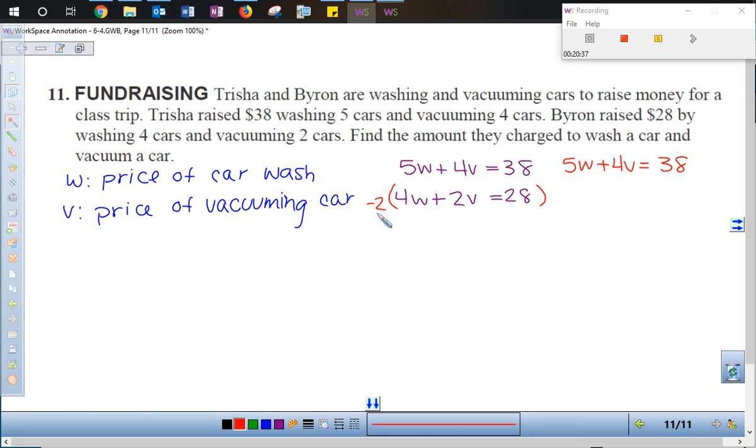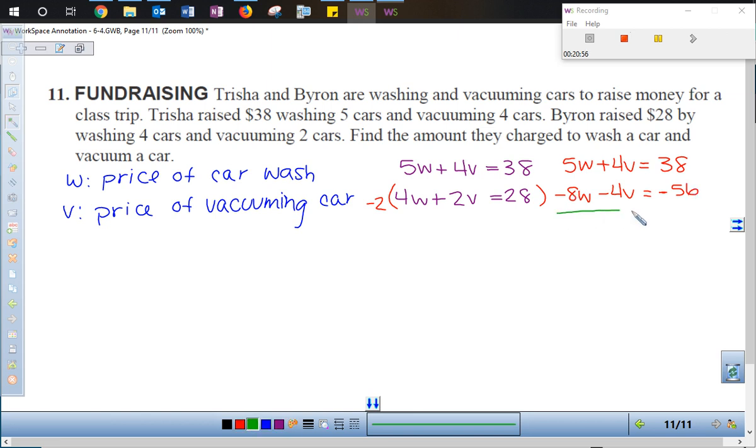Now let's distribute this -2 in my second equation. -2 times 4 is going to give me -8w. -2 times 2 gives me -4v. And -2 times 28 gives me a -56.